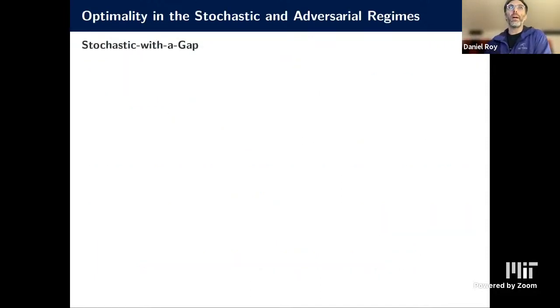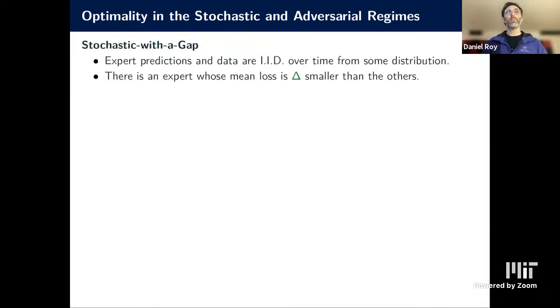So let me talk about optimality in these two extremes, in the stochastic setting and in the adversarial setting. In the stochastic setting, we have the framework of stochastic with a gap. In this setting, the expert predictions and the losses we're incurring, which are the data in some sense, are assumed to be independent across rounds and identically distributed. And we're also going to assume that there is a single best expert, and we're going to use capital delta to denote the difference in mean loss between the single best expert and all the other experts. So there's at least this gap of delta there.